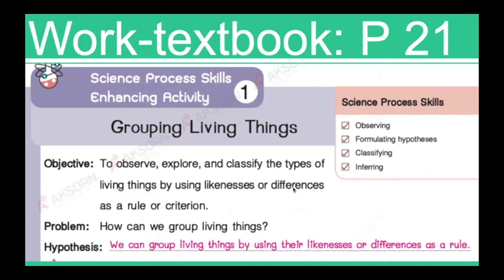We can group living things by using their likenesses or differences as a rule. All right, so repeat after me first. We can group living things by using their likenesses or differences as a rule. One more time. We can group living things by using their likenesses or differences as a rule, right?